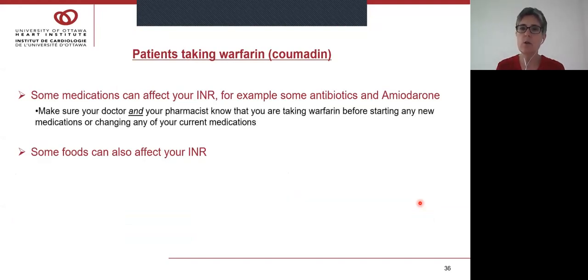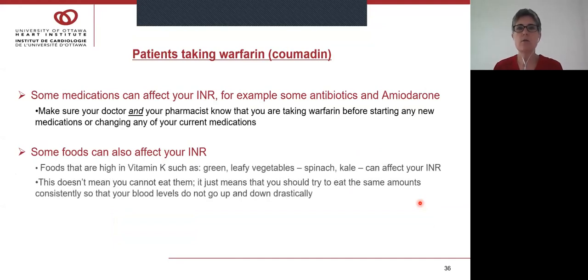If anybody is on Coumadin or warfarin, we do know that there are many drug interactions and food interactions. So medications such as amiodarone and antibiotics can affect the blood level, the INR level, for somebody on Coumadin. So it's important that doctors and pharmacists know that you're taking the medication, or even any medications. It's important that everybody knows. And some foods can affect your INR if you're on Coumadin. If you're on the newer medications, this doesn't apply.